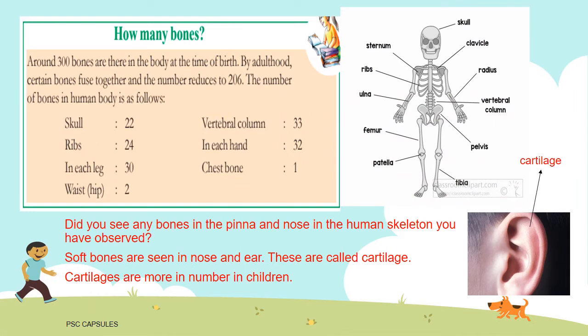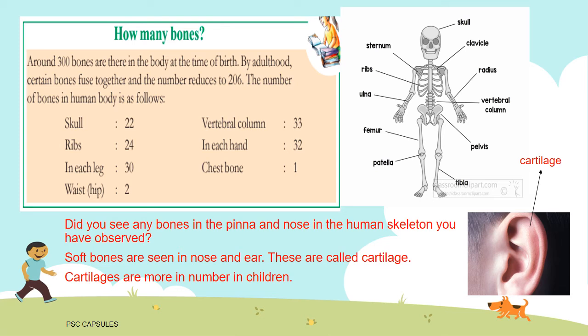Now we will study the number of bones in our body. Around 300 bones are there in the body at the time of birth. Infants or babies have 300 bones in their body. So what about adults? In adulthood, certain bones fuse together and the number reduces to 206. These 206 bones in the human body are as follows.